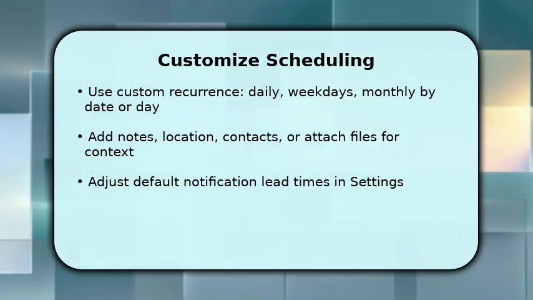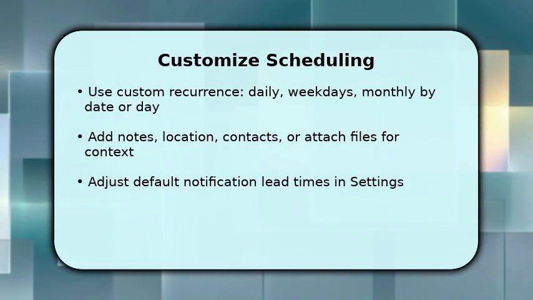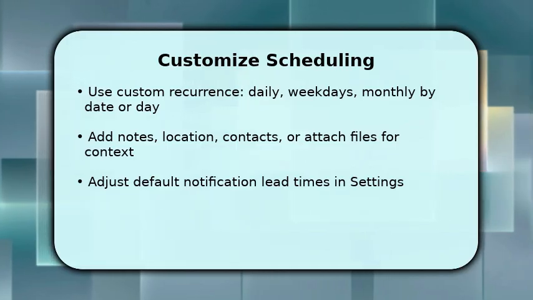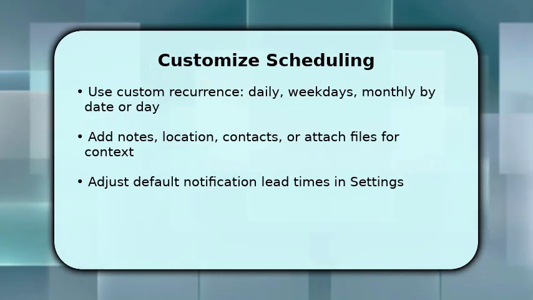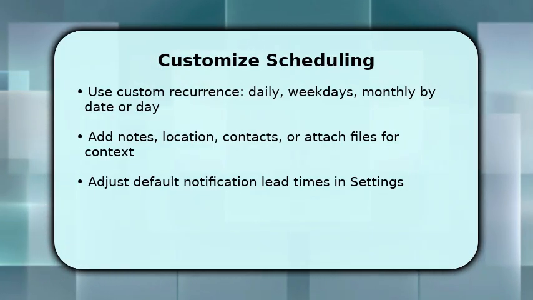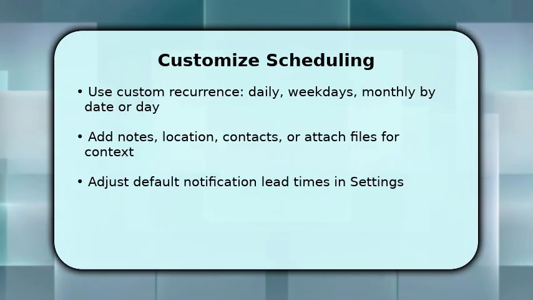Then open calendar settings to change default notification lead times so you get alerts 10 or 30 minutes before. Make sure to adjust per calendar if you use multiple accounts so timing stays consistent.